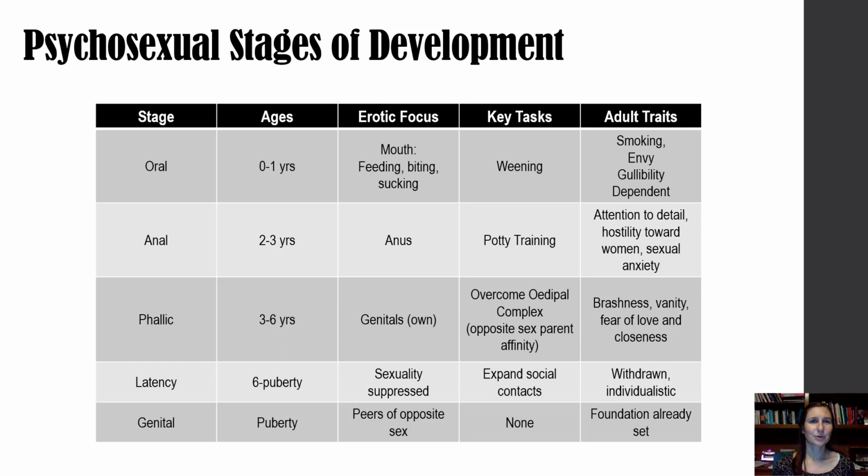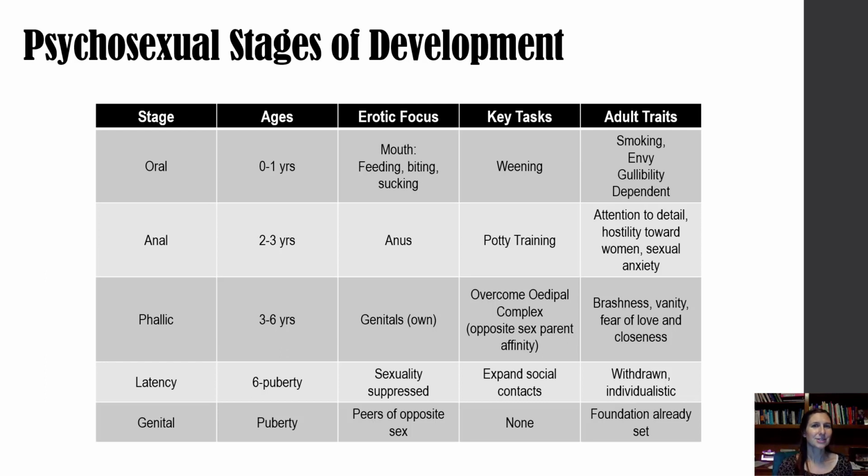So for example, the oral stage is first, and the key task is weaning. And so if you go through this and you go through weaning successfully, then you'll move on to the next stage. If you have trouble with weaning, then when you're an adult, you might smoke, you might have a lot of envy, you might be gullible, dependent on other people. And when you experience anxiety later on in life, you'll go back to that erogenous zone, which is the mouth for the oral stage. So if you guys, when you get nervous or full of anxiety, bite your fingers or suck on something or overeat, then Freud would probably suggest that you have an oral fixation.